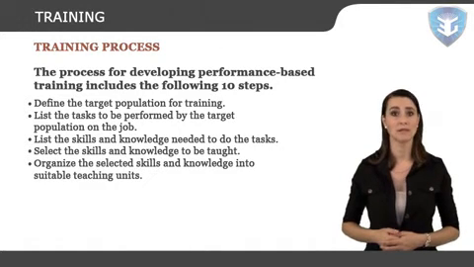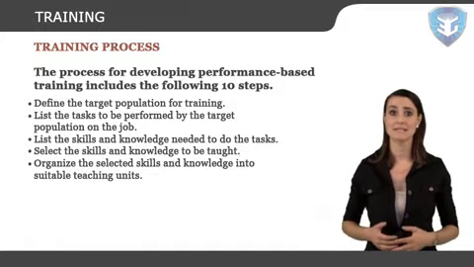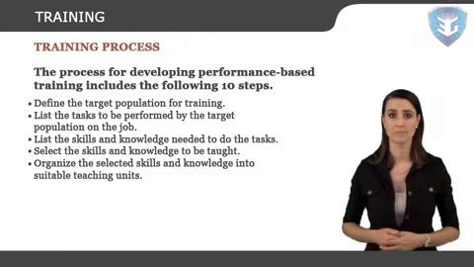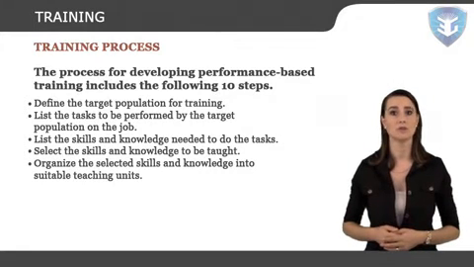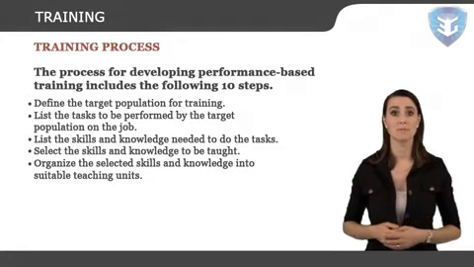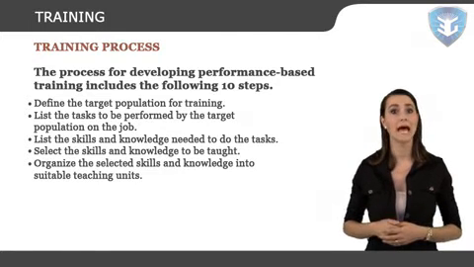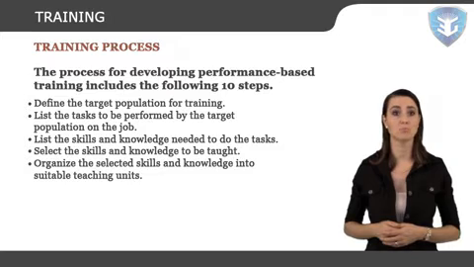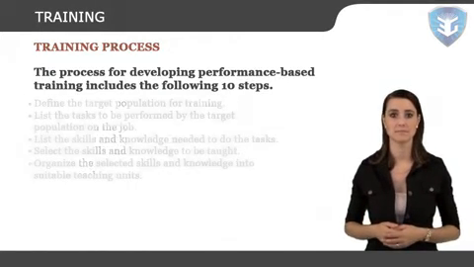Define the target population for training. List the tasks to be performed by the target population on the job. List the skills and knowledge needed to do the tasks. Select the skills and knowledge to be taught. These make up the training objectives. Organize the selected skills and knowledge into suitable teaching units, modules, and develop the training design, including brief outlines of module content and planned training methods.